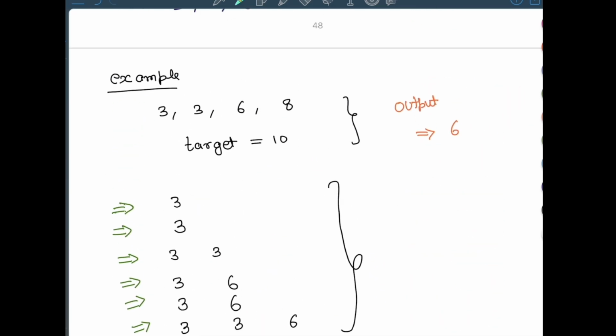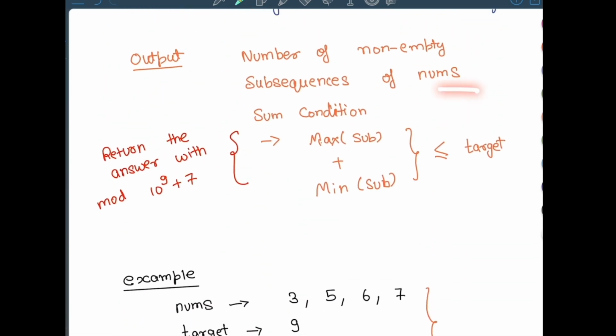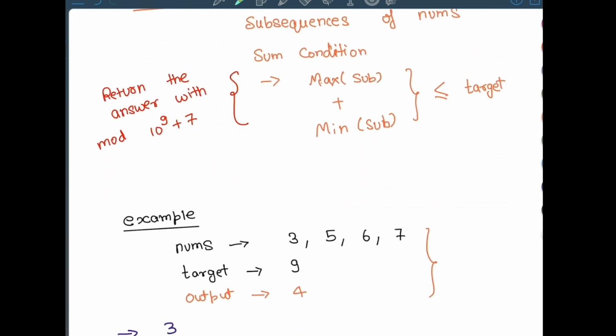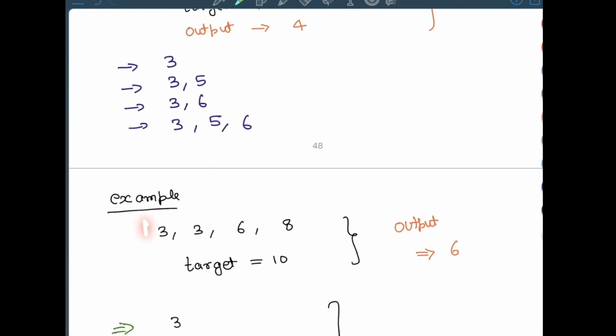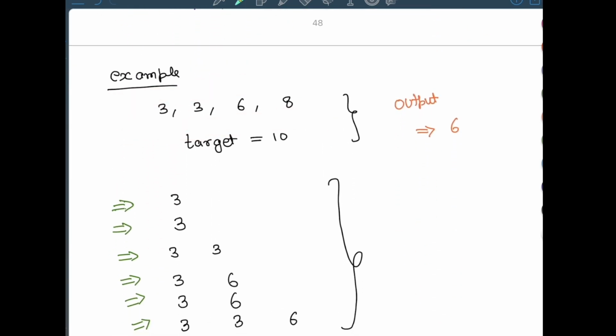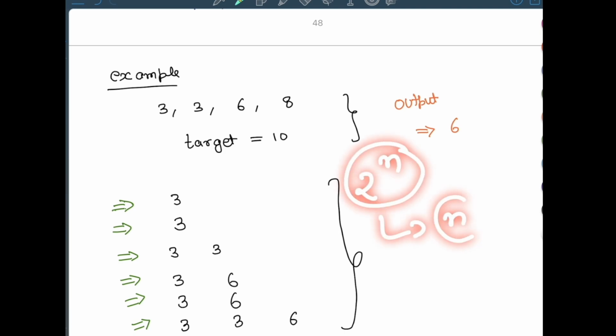Now let me get back to this example, and if I ask you, forget about the condition, forget about this sum condition, tell me if you are given an array, any array, if you are given this array, how many subsequences can you create from this array? That's the first question. Forget about the condition. Can you even count the number of subsequences in an array? And yes, we have a formula for this. The formula is 2 to the power n, where n is the number of elements in your array.